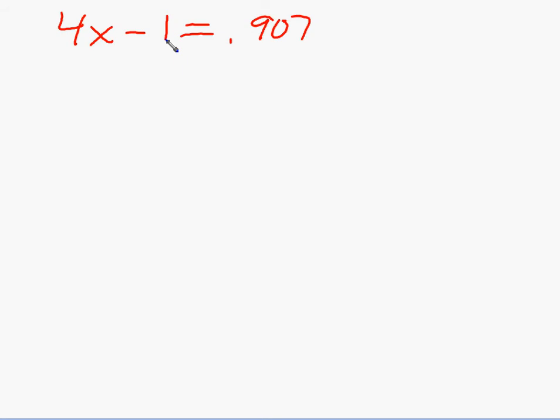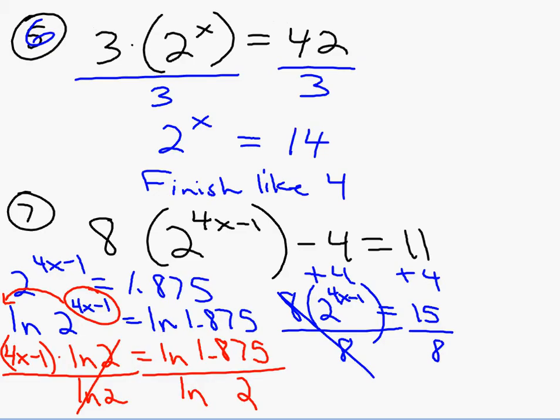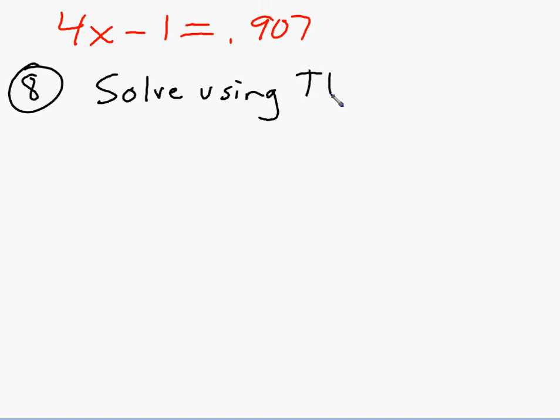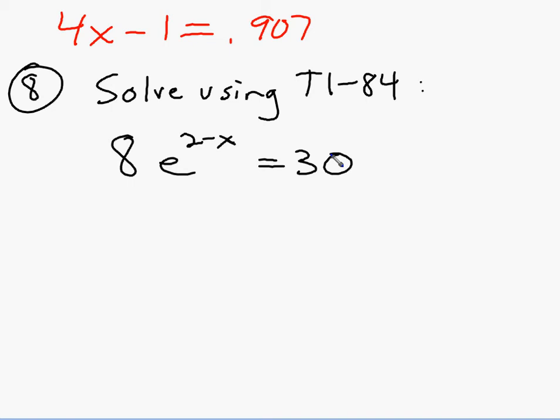I want to get to one more. At least one more, maybe two more. See, this is example 8. Solve using the TI-84. Eight e to the 2 minus x equals 30.